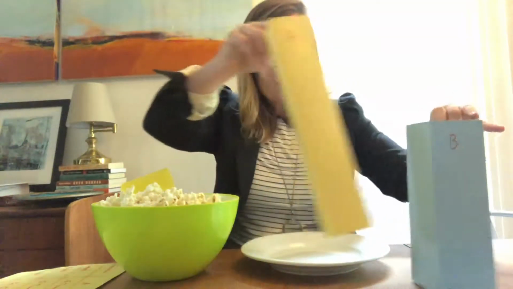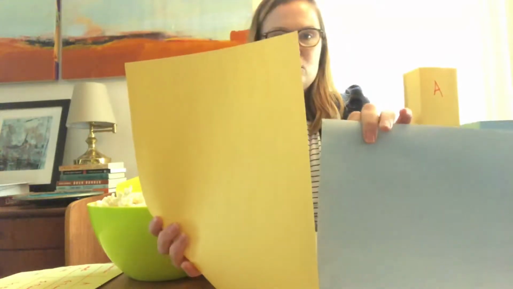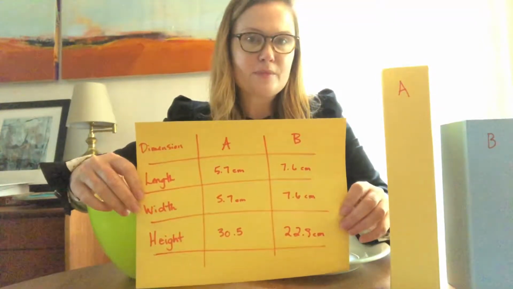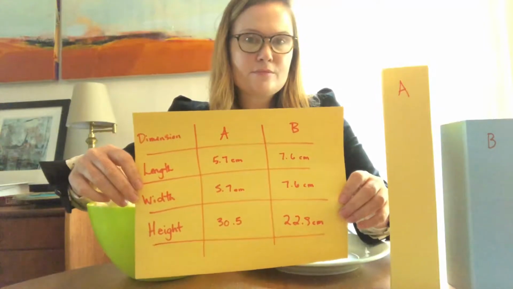The popcorn problem has students exploring volume by creating rectangular prisms and filling those prisms with popcorn. It asks you to take two identical sheets of paper and fold one vertically and one horizontally to make two prisms. That's what I've done here, A and B. A is folded vertically and B is folded horizontally. It then asks you to measure the dimensions of each prism, the length, the width, and the height, which students would do.